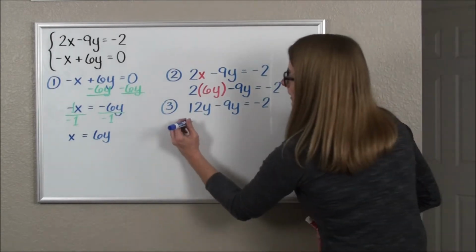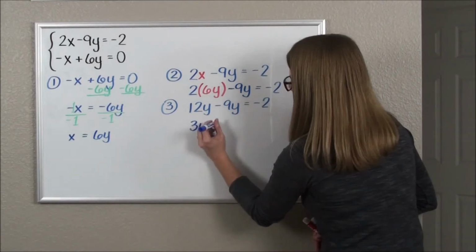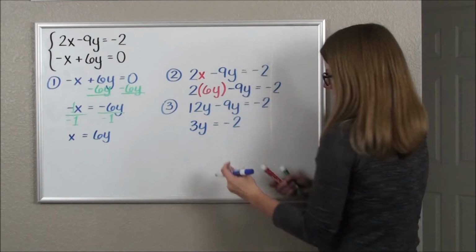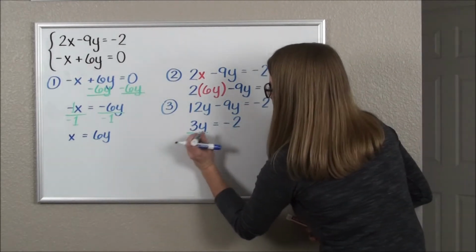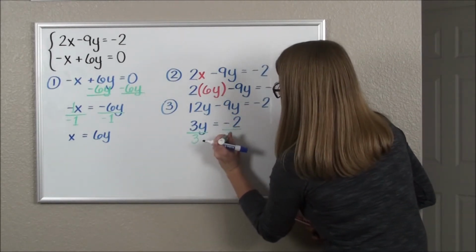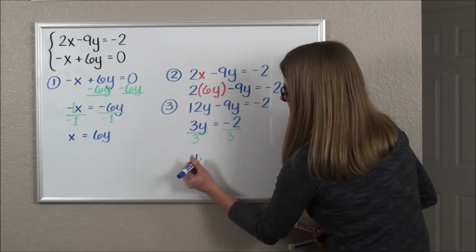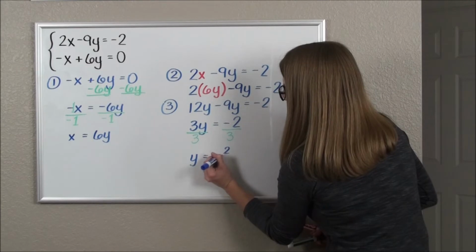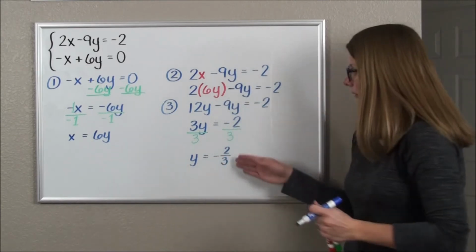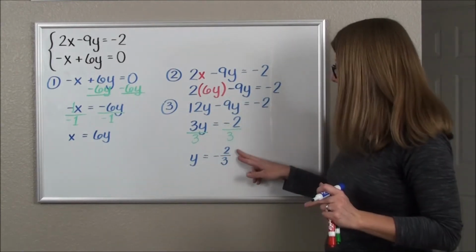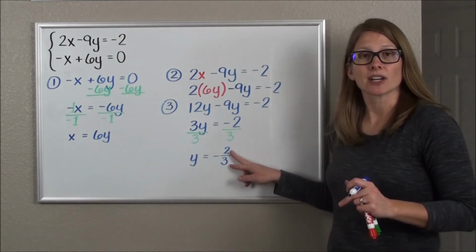12y minus 9y gives me 3y. And if I try to isolate that y by dividing by 3, I wind up with y equals negative 2/3. Now, it's a fraction. That's okay, we'll deal with it. I just want to make sure that that fraction is simplified.